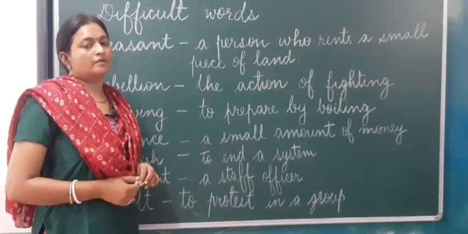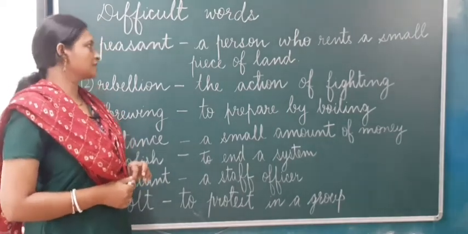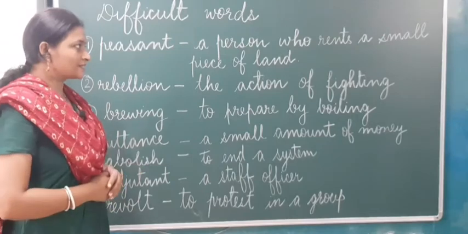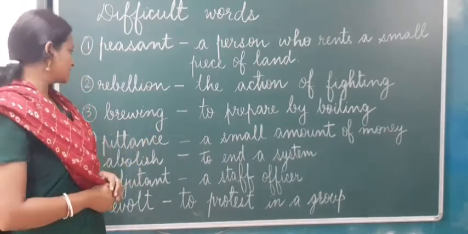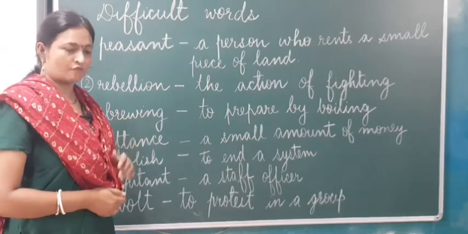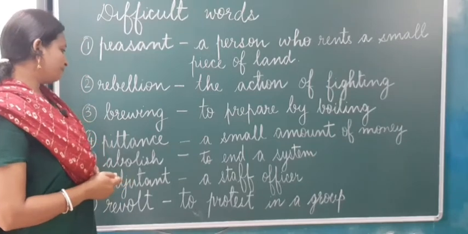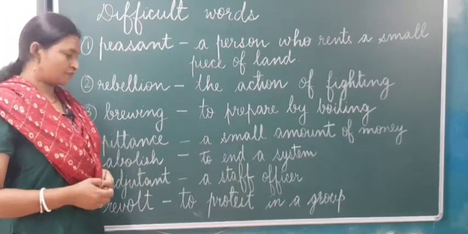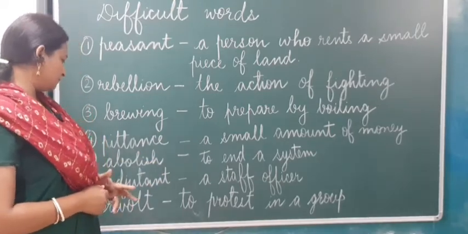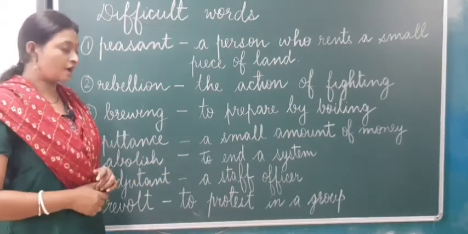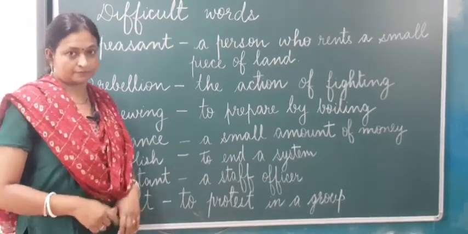So children, before we read, let's see the difficult words. First one is peasant, a person who rents a small piece of land. Rebellion, the action of fighting. Brewing, to prepare by boiling. Pittance is a small amount of money. Abolish, to end a system or a rule. Adjutant is a staff officer. Revolt means to protest in a group.